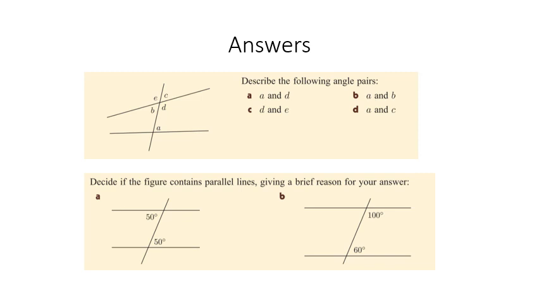Now A and D would be co-interior. A and B would be alternate. D and E are vertically opposite. And A and C are corresponding.